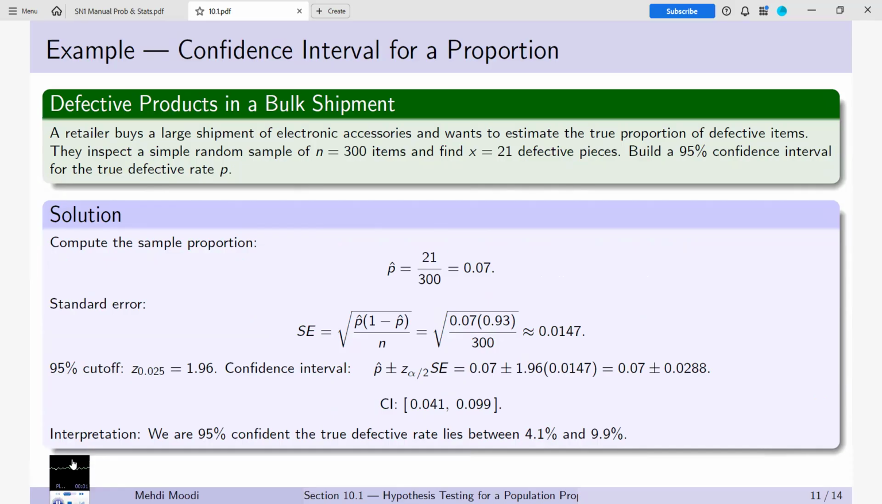A confidence interval is like giving a smart guess with safety padding. In this case, the padding tells us the defective rate is probably somewhere between 4 and 10%.